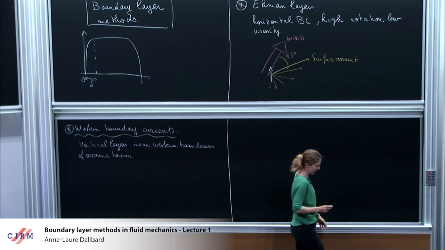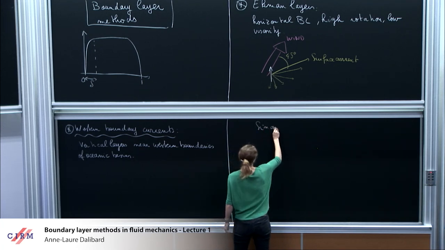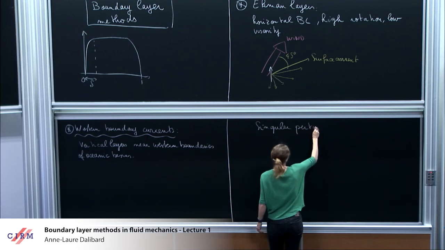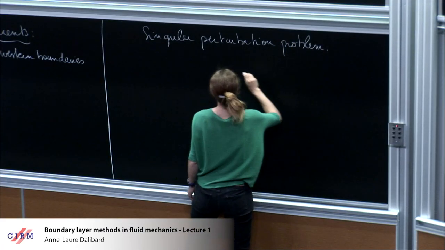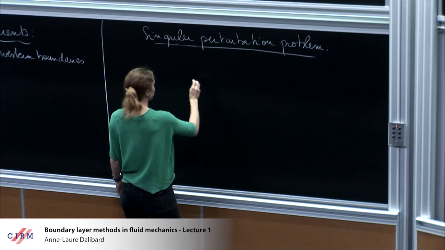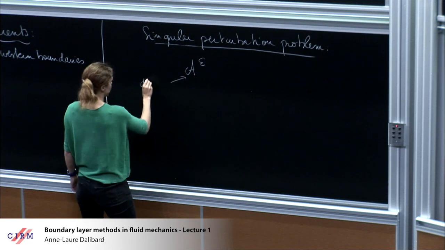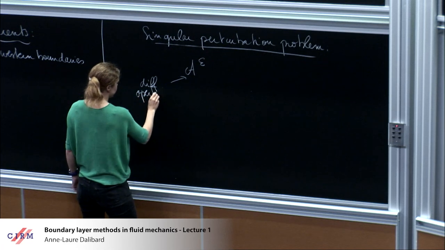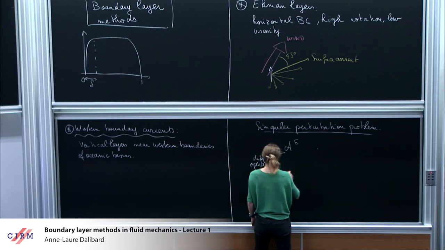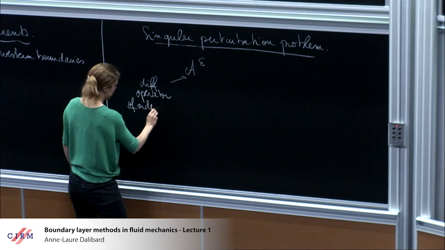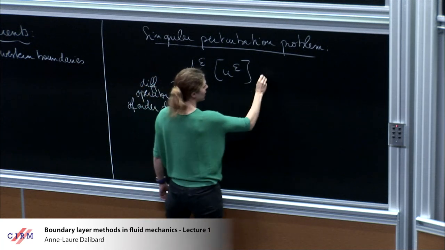So, in many models from geophysical flows, you have a singular perturbation problem. A singular perturbation problem is the following type of problem. Let's say that you have a differential operator A epsilon. At this stage, it might be linear or non-linear, I don't care, of order, say, d, applied to u epsilon. So this is your unknown, equals f.